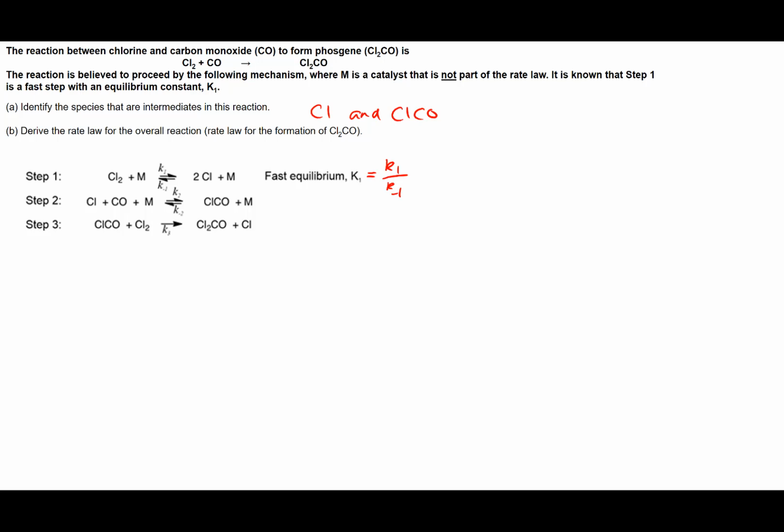So I would say, basing our steady state approximation on the ClCO is going to be the easiest thing to do. Now, the definition of the steady state approximation is that the rate of production, so that's going to be the change in concentration of ClCO over time, is going to be equal to the rate of consumption, so negative delta ClCO over delta t. So both the rate of production and the rate of consumption should be the same.